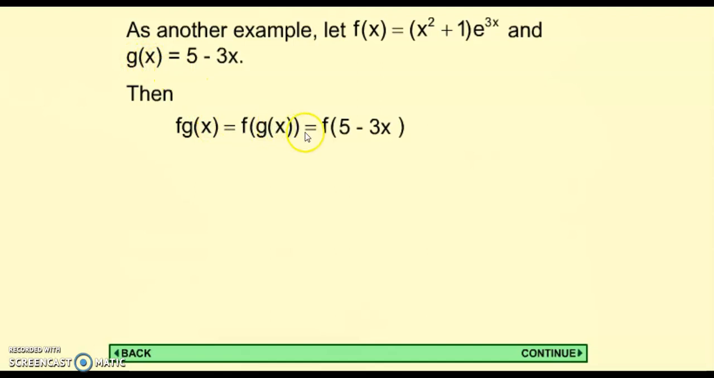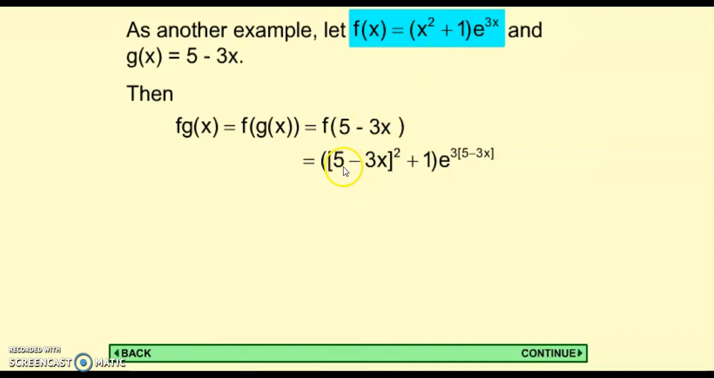Now in the next step, instead of x, we'll be inserting 5 minus 3x. So where we found x in this f function, we will replace it with 5 minus 3x. See what we have done. Here x was there, so instead of x, we have replaced it with (5 minus 3x) whole squared plus 1 as it is. E is there, 3 is part of the function, and instead of x, we have replaced it with 5 minus 3x. So this is how you compose two functions.